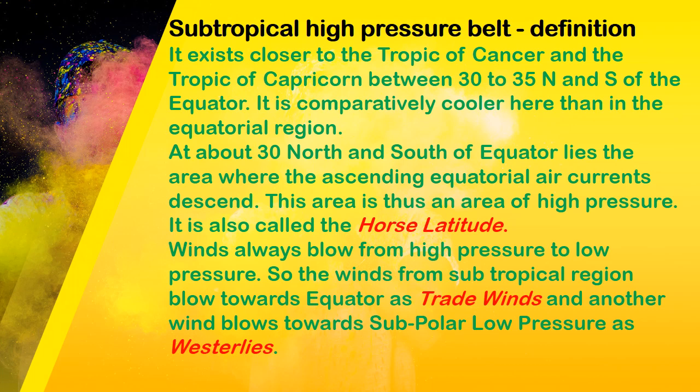I feel very sorry for those horses, but anyway, winds always blow from high pressure to low pressure. So the winds from the subtropical region blow towards the equator as trade winds, and another wind blows towards the subpolar low pressure areas as westerlies. Because of the high pressure here and low pressure at the equator, the wind blows from the subtropical high pressure area towards the equator, and also towards the subpolar low pressure areas as westerlies.